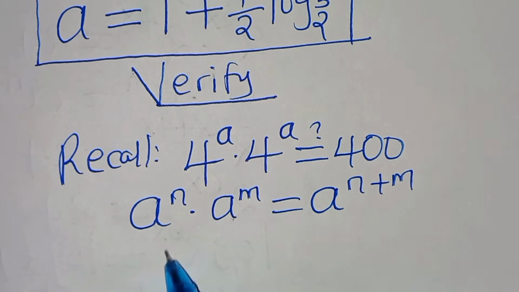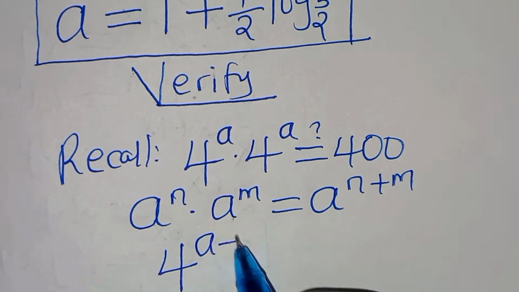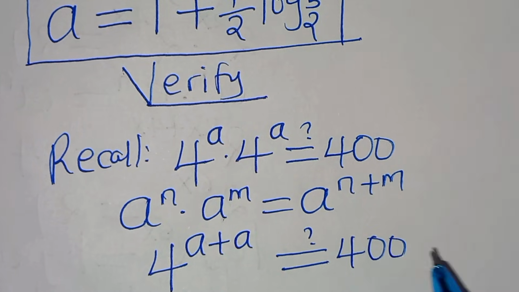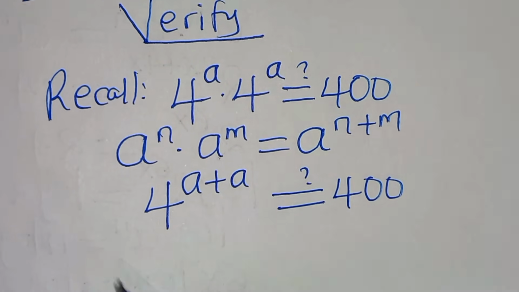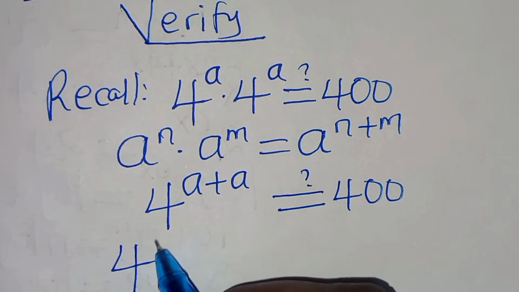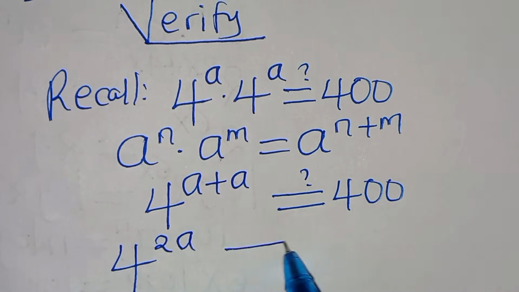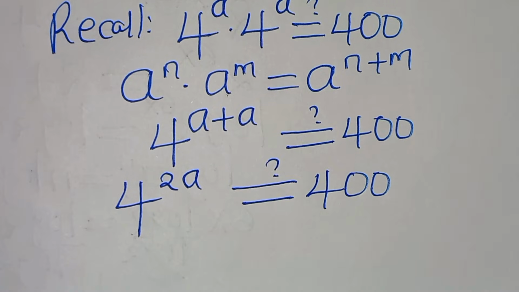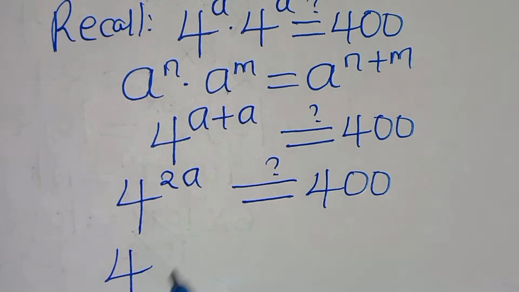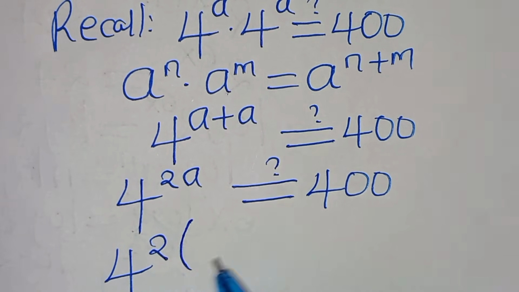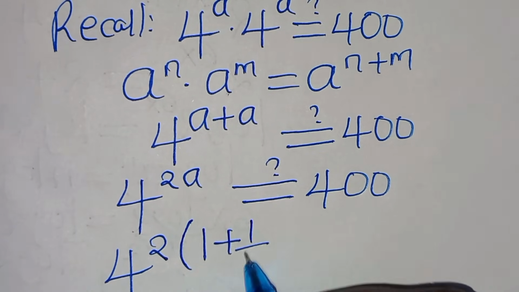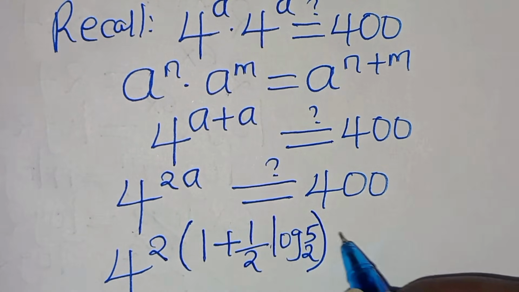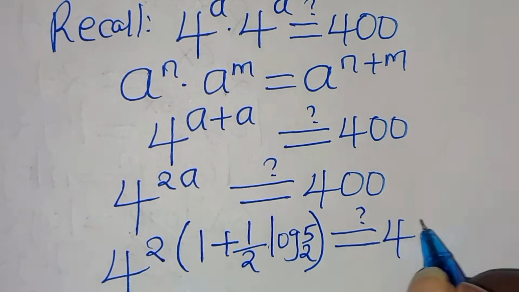Applying this exponent property, this means we have 4 to the power of a plus a. This should give us a value of 400. So this means we have 4 to the power of a plus a, this is 2a. This should give us a value of 400. So let's substitute the value of a here. So we have 4 to the power of 2 multiplying by a, which is 1 plus a half log 5 to base 2, across the parentheses. This should give us a value of 400.